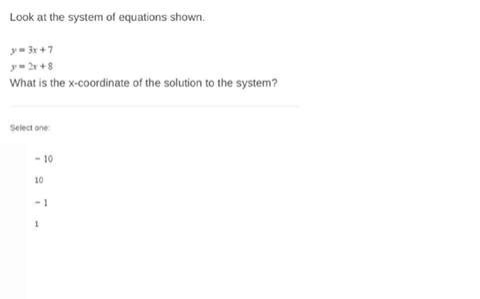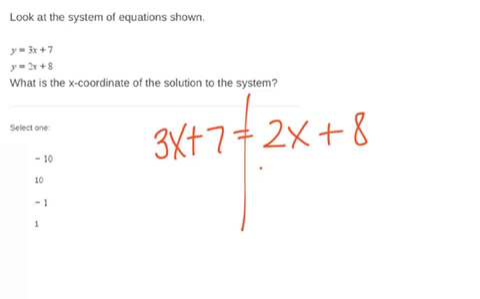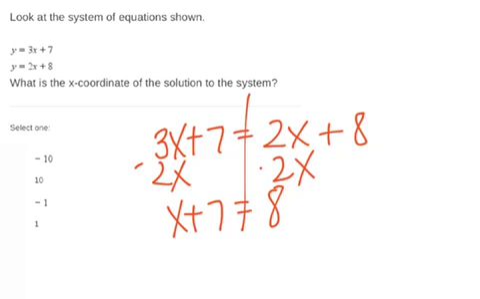So each of them is y equals. So you do 3x plus 7 equals 2x plus 8. You want to get your variables on the same side. So x plus 7 equals 8. Opposite of a positive is a negative, so x equals 1. I think this is the easier, faster way.